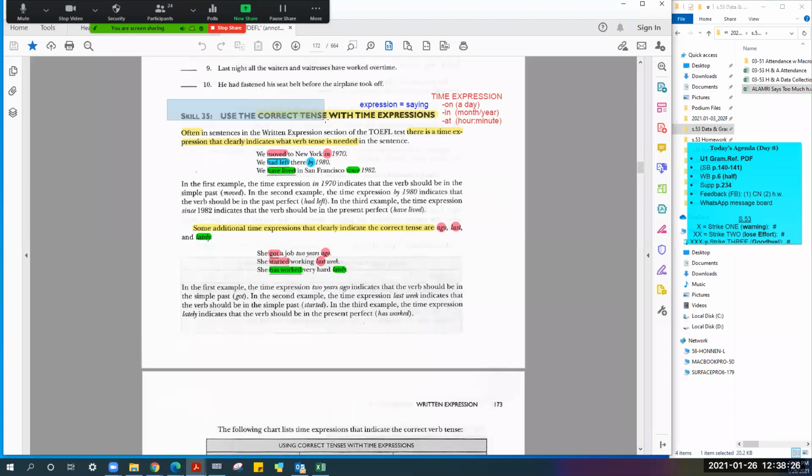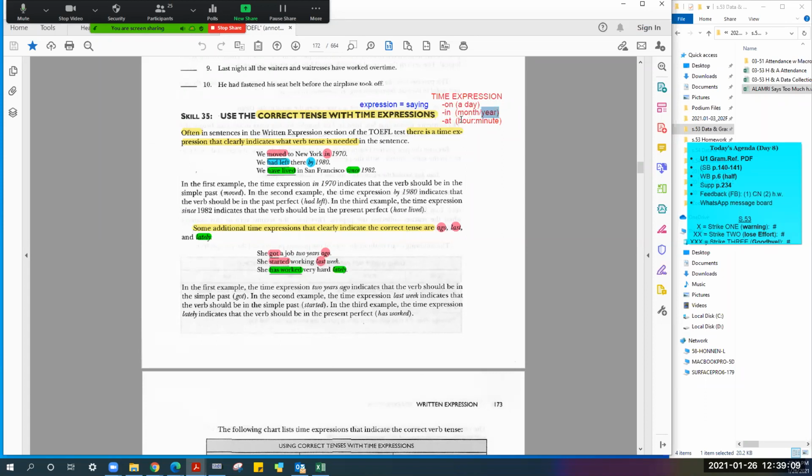Skill 35. Use the correct tense with time expressions. What does that mean, expression? An expression is a saying. Example, here, read this. Time expression on a day, like on Monday, on Tuesday, on Wednesday. Or in a month or year. Give me an example. In January, in February, in March. Or in 2020, in 2010, or in 2030.